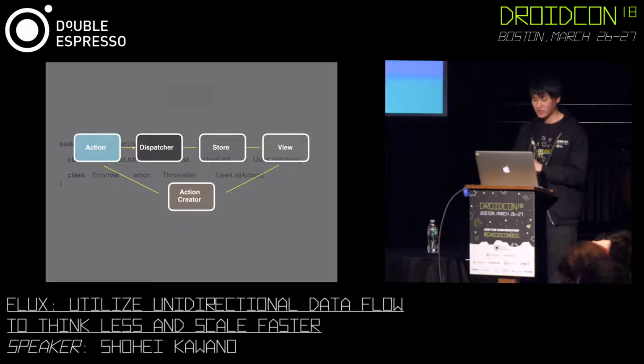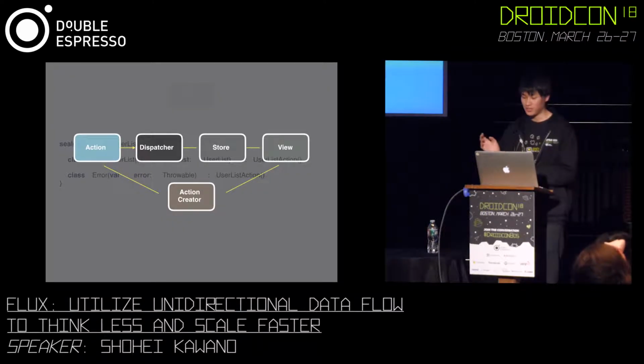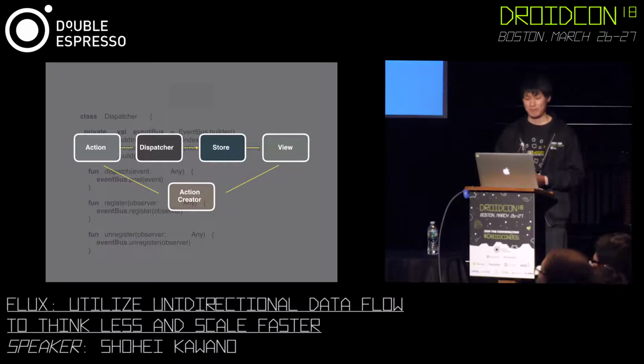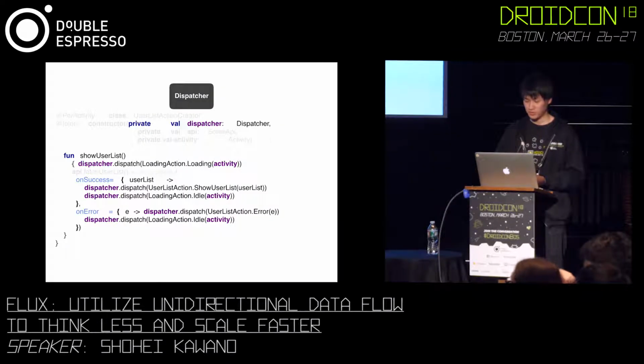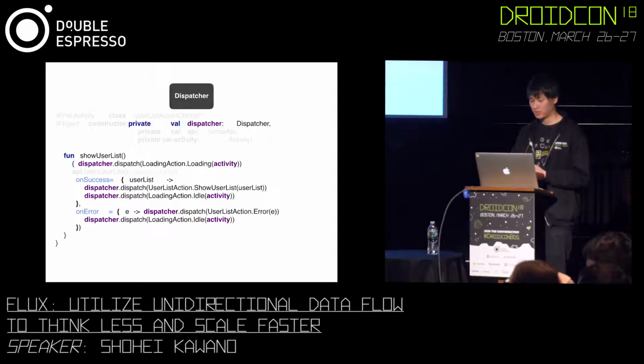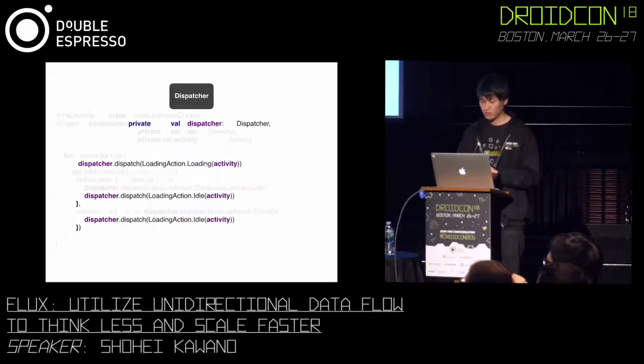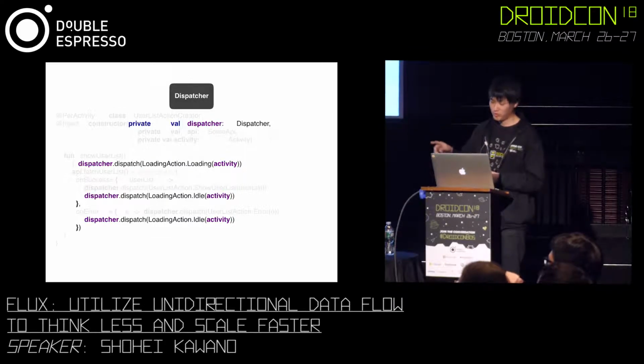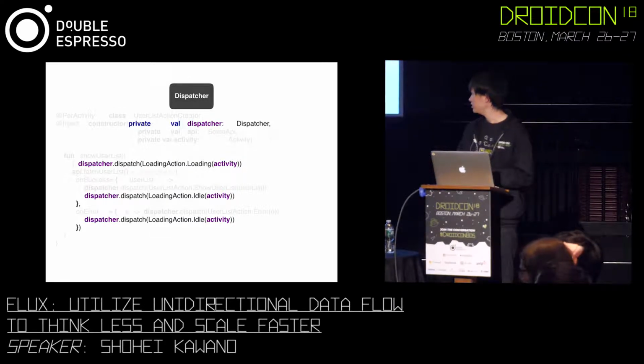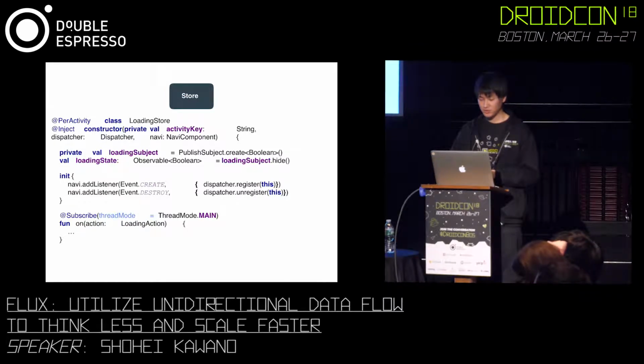Next, once the dispatcher receives and dispatches an action, the store will receive it. So let's see the code inside. First, let's see what's going to happen when a loading action gets dispatched. Inside the action creator, we dispatch the loading action in those places. Once those loading actions get dispatched, we have a loading store, and the loading store will receive it.